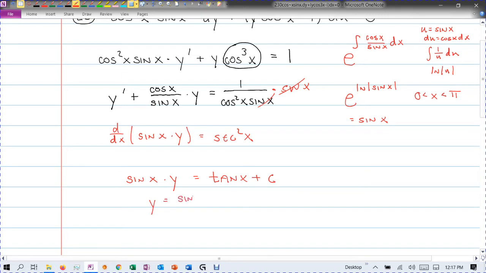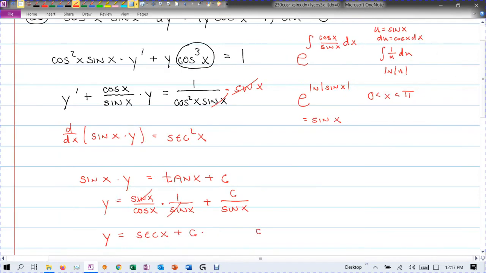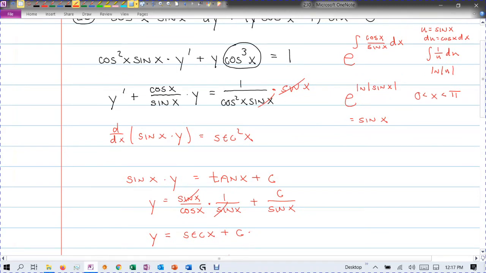Let's see, sine x over cosine x, and I'm dividing that by sine, which is the same as multiplying by the reciprocal, and then plus c over sine x. So we should just get secant x plus c times, whoa. Sometimes I wonder how that happens. Okay, times cosecant x. All right, this is number 23. Secant x. Yep. Wait a minute. Sine.